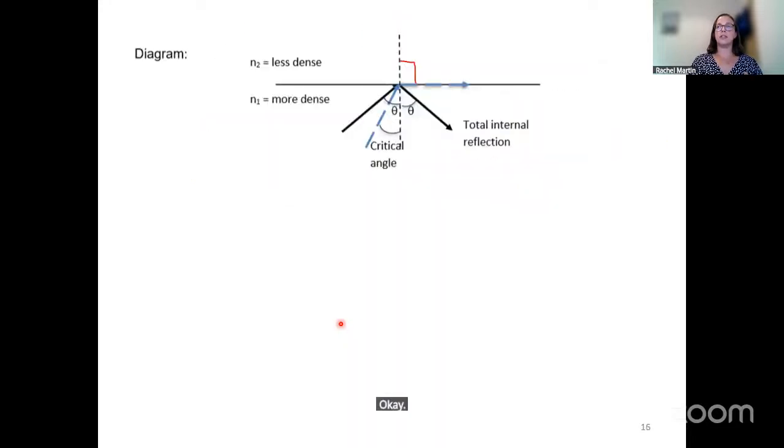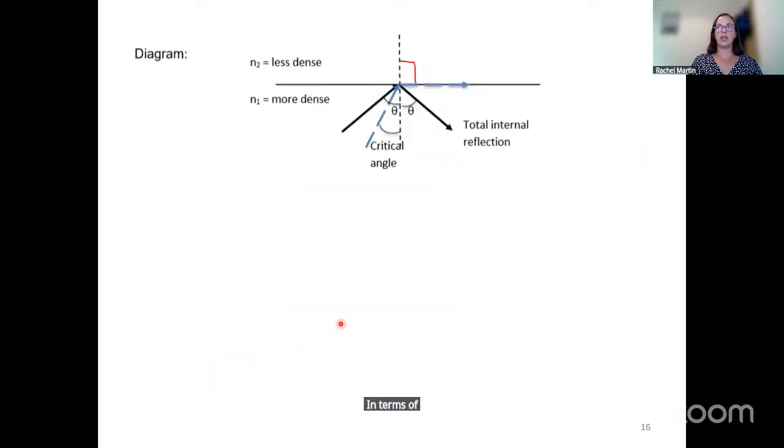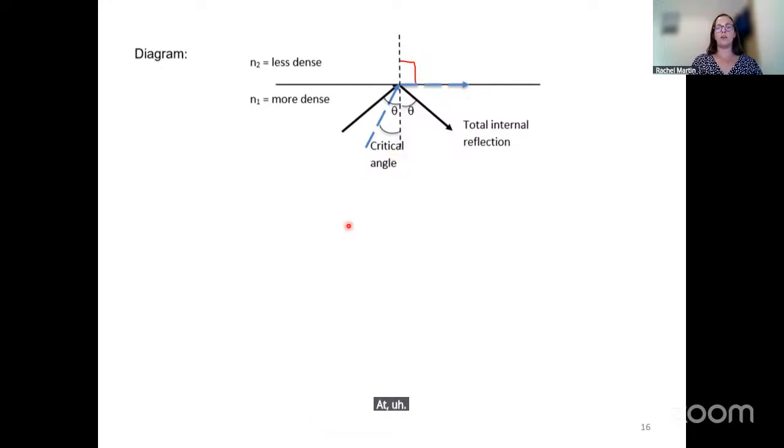Okay, so we're using Snell's law there. A diagram always helps in terms of this derivation, and I've added on that crucial angle there, the angle of refraction when the angle of incidence is the critical angle.